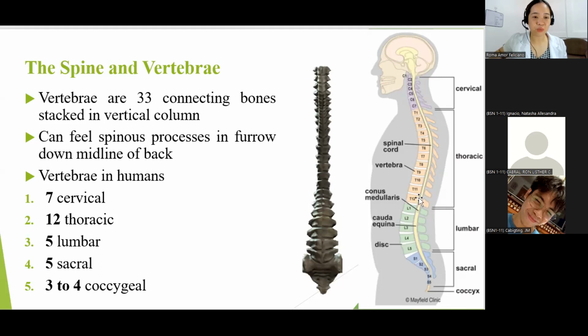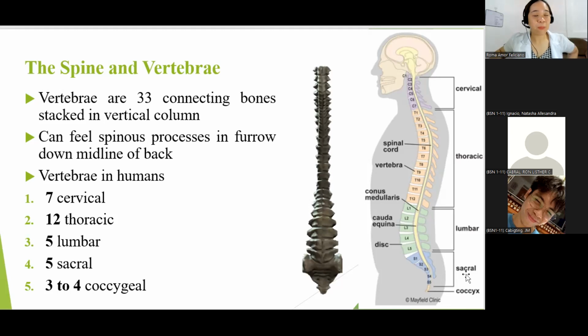And then after nun, pupunta na tayo sa L, kasi L because lumbar na, lumbar region or yung lower back na siya. L1 to L5. And then you have the sacral, you have 5 again. S1, S2, S3, S4, S5. And then you have your coccyx or your tailbone.